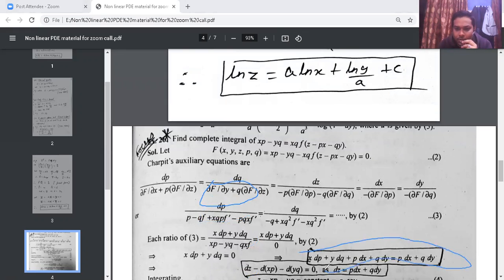In this term, sorry, first term x dp plus, that is the third term, p dx. We can make a pair and write it as d of xp, d of px. Similarly, y dq and the third term, we can make a pair y dq plus q dy, and write it as the differential of py. They have done the same thing. So the right hand side became a pair of d(px) and d(qy), and they have written p dx plus q dy as dz, as we do in the Charpit method.